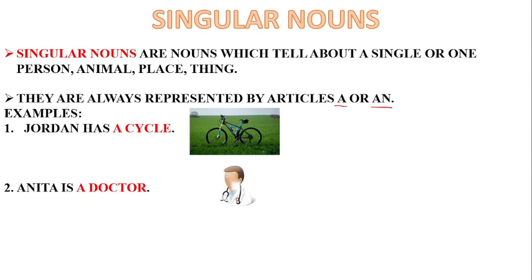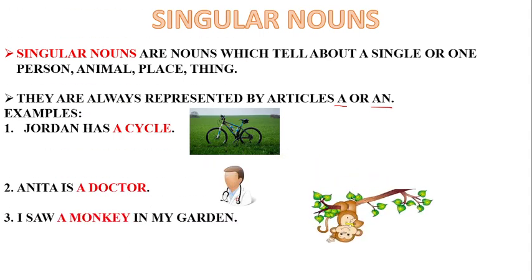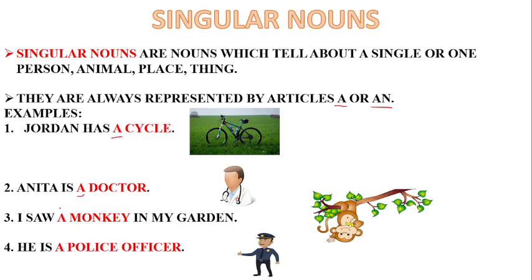Anita is a doctor. I saw a monkey in my garden. In my garden there was only one monkey, so I represented one as a. I saw a monkey in my garden. He is a police officer. So all these nouns have a before them. That means I am talking only about a single noun.